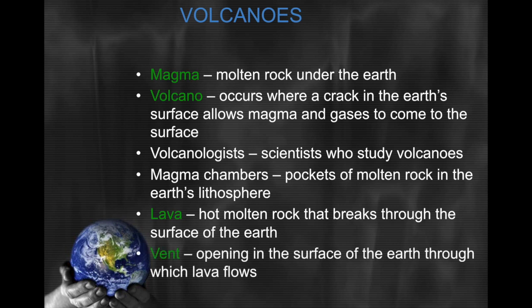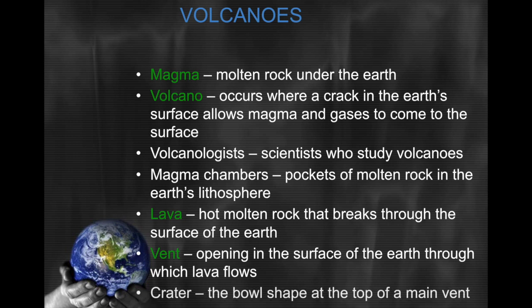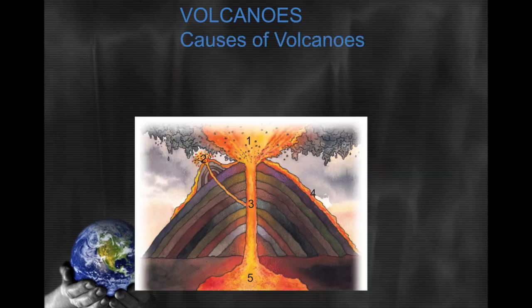And then we have the vent, which is the opening in the surface of the earth through which the lava flows. So the vent is like the top part of the volcano. It looks like, you know, a soda bottle at the top there, that would be the vent. And then we have a crater, which is the bowl shape at the bottom of the main vent. That's what holds all that molten rock before it escapes.